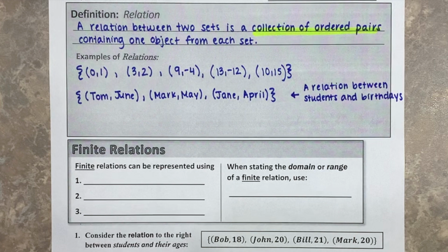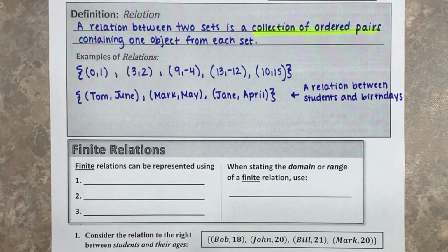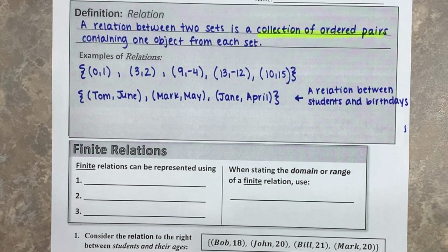First, we're going to talk about finite relations. Finite relations will have a limited number of ordered pairs. These are examples of finite relations. Later on, we'll discuss infinite relations, which have infinitely many ordered pairs. We can represent finite relations in 3 different ways. The first way is the roster method.